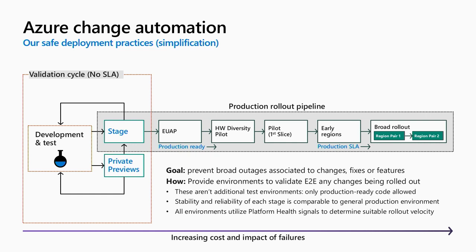And then we push the code next to EUAP regions. EUAP is Early User Access Program regions, and these regions have all the services that are running on Azure, and it has availability zone regions, it has no availability zone regions, it has all the geo pairs.